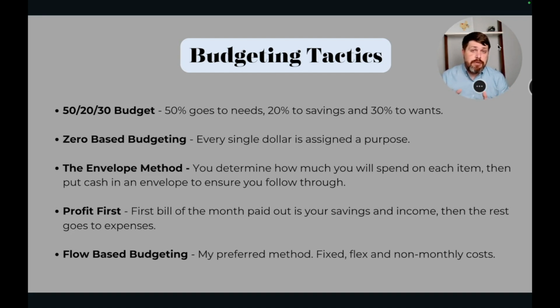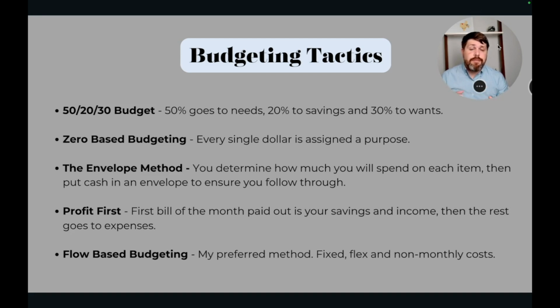Flow-based budgeting is my preferred method. And so in flow-based budgeting, what we're doing is we're breaking out expenses into three categories: fixed, flex, and non-monthly costs. Within the fixed costs, every month we know how much is going to go towards those fixed costs. Within the non-monthly costs, what we do is we create a non-monthly cost budget for the entire year. So if we're going to go on 2 trips a year, have 3 vet bills, you're going to give like $2,000 in gifts in a year, we then break those costs down into a monthly cost.